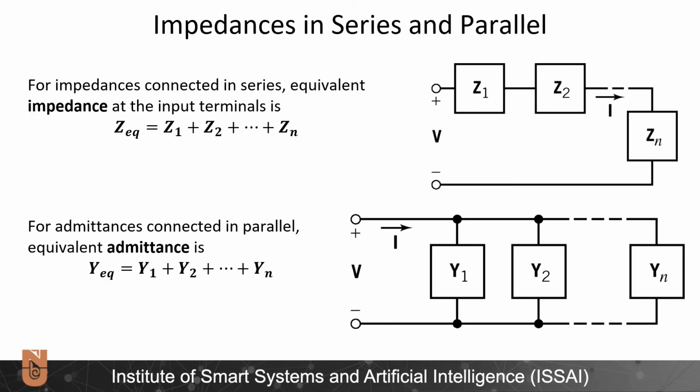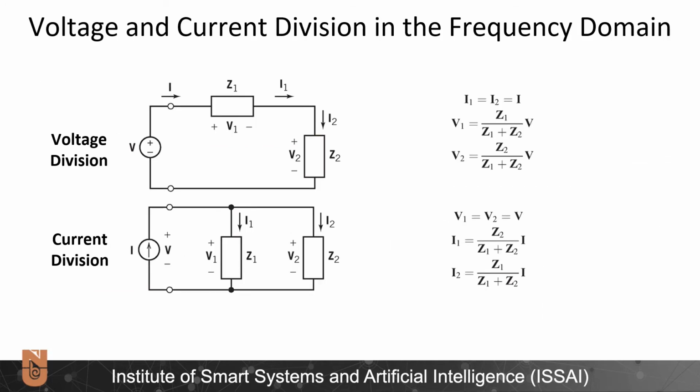Similar to the resistances, we can state that the impedances in series can be summed as Z equivalent equal to Z1 plus Z2 plus up to Zn. And similar to the conductances, we can state that the admittances in parallel can be summed accordingly. Y equivalent is equal to Y1 plus Y2 plus up to Yn. We also have the voltage and current division rules in the frequency domain using phasors.